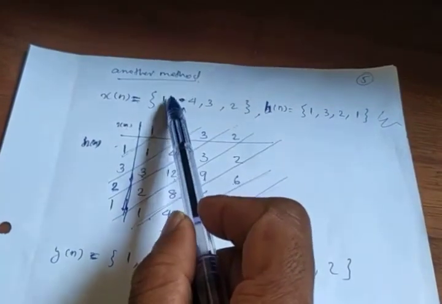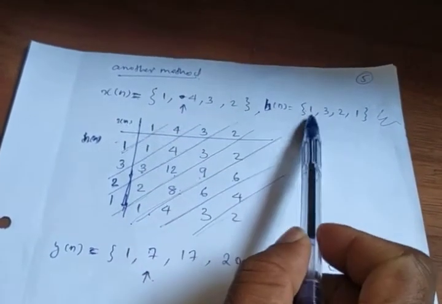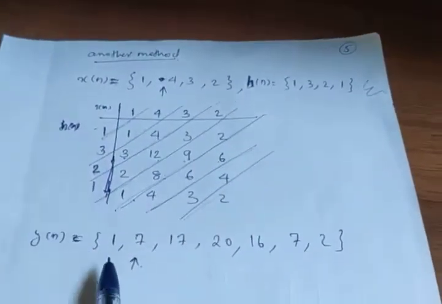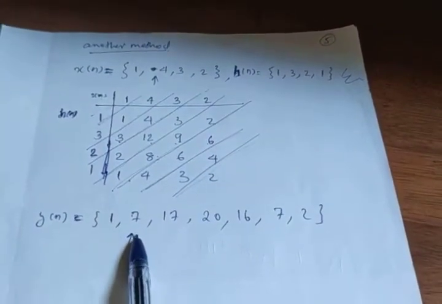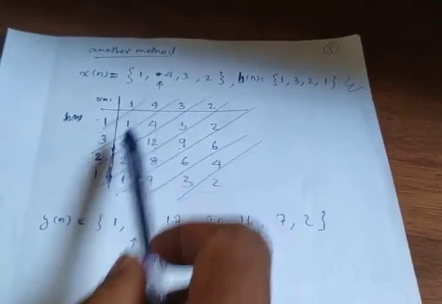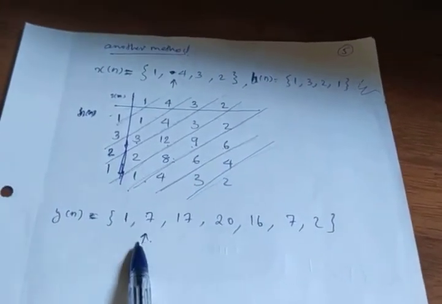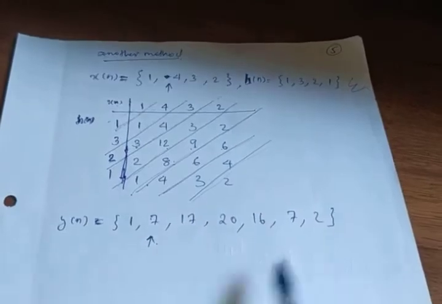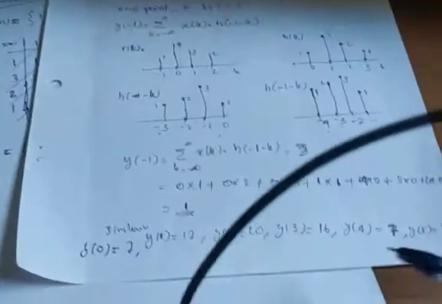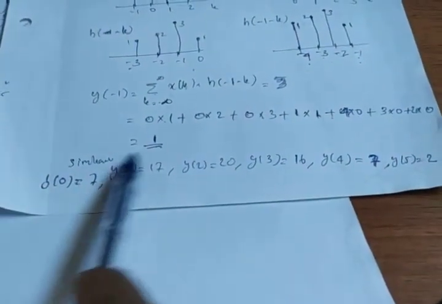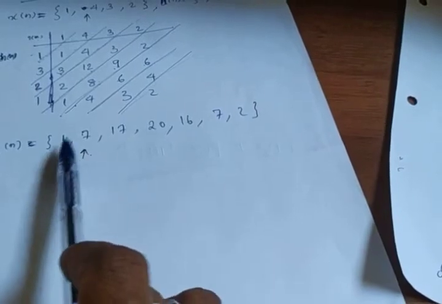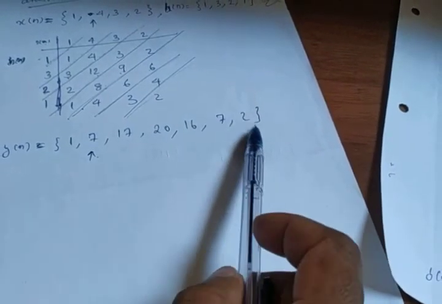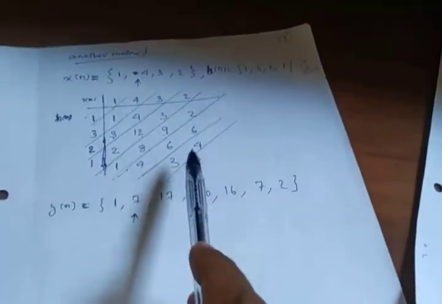Starting position means this is the minus 1 position and this is 0, so minus 1 plus 0 is minus 1, so starting is minus 1. The next is 0, so the arrow should be here at 0. So you put an arrow here. The same values you got through this calculation: 7, 17, 20, 16, 7, 2. The same values you got by this method also.